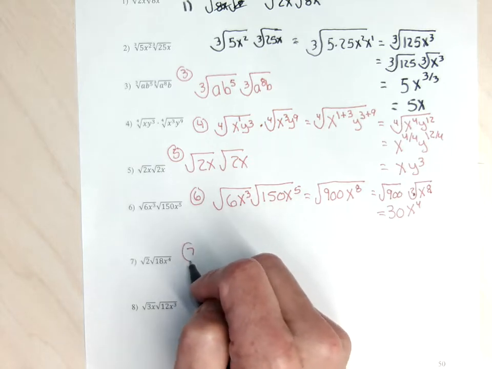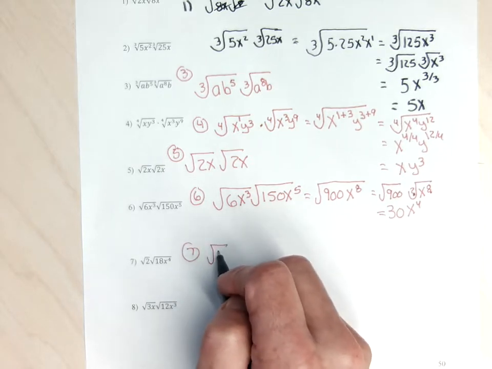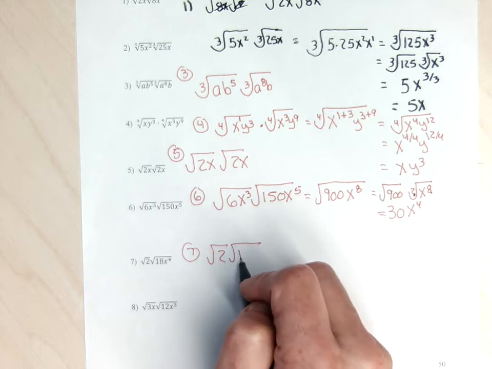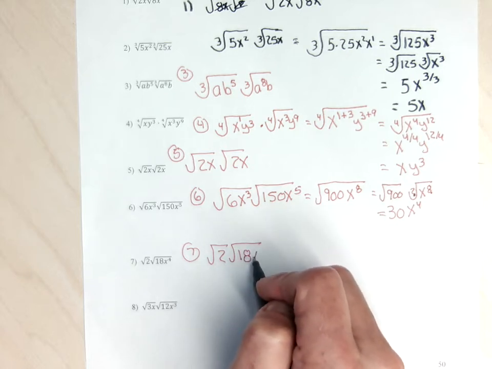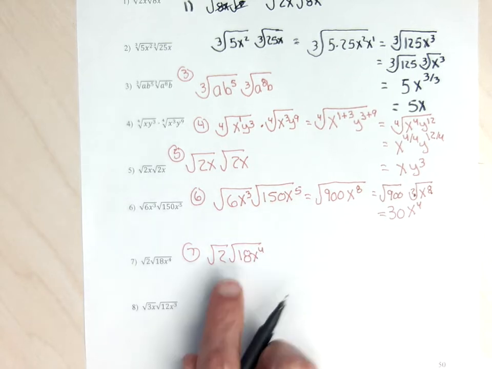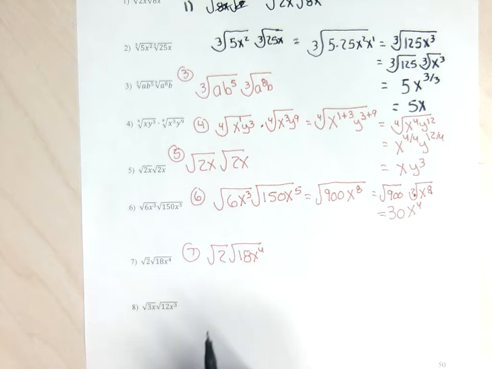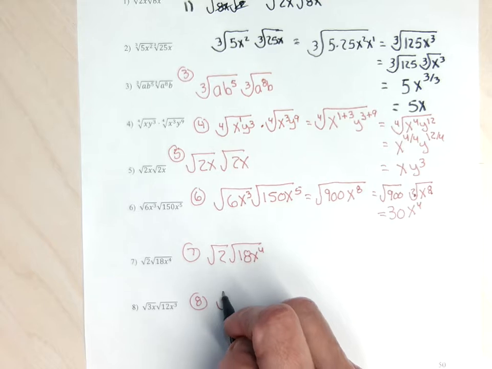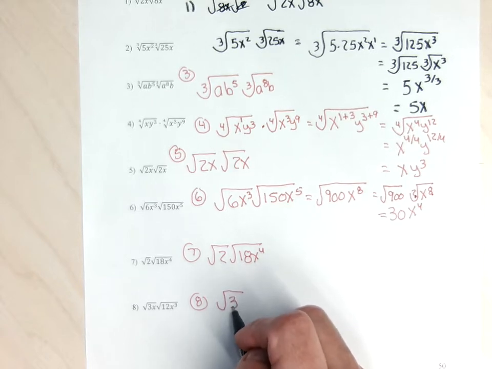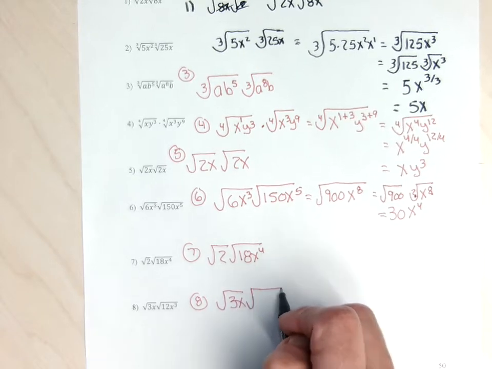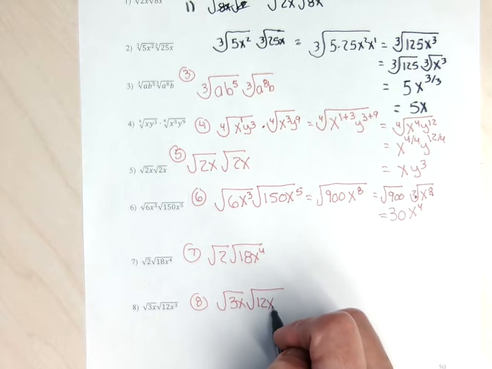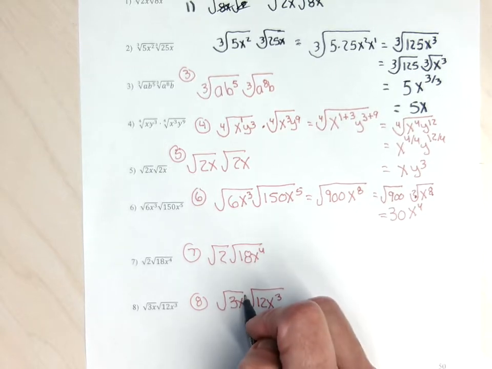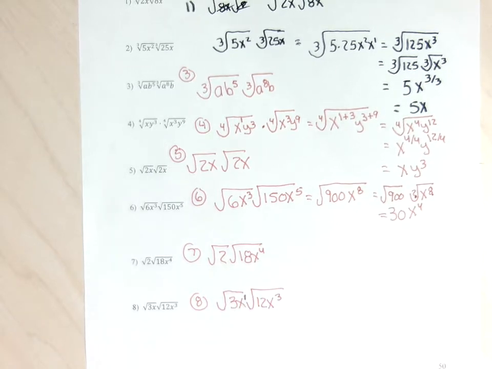7 is the square root of 2 times the square root of 18x to the 4th. When you're doing problem 7, you're just going to multiply the 2 and the 18. My problem 8, just again in case it's not readable, is the square root of 3x times the square root of 12x cubed. This first x has an exponent of 1.